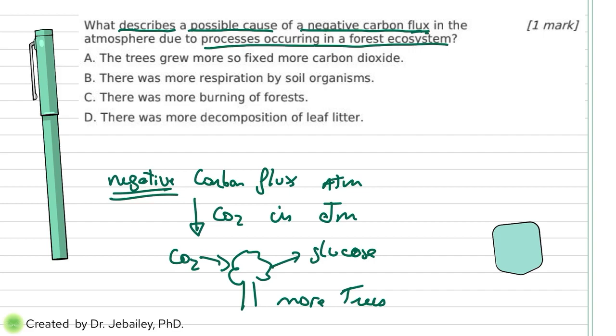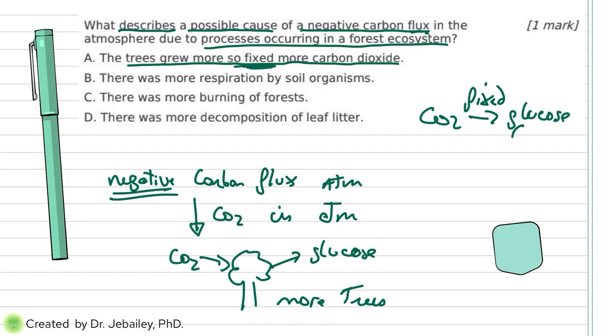So let's look at the options. The trees grew more, so they fix more carbon dioxide. The word fix here means that I'm using CO2. Eventually, it will be fixed. That means adding more carbons in there in order to become glucose, which is C6H12O6. So you can see more carbons are fixed. That means you're adding more carbons. When I say the word fixed, that means I'm adding more carbons.